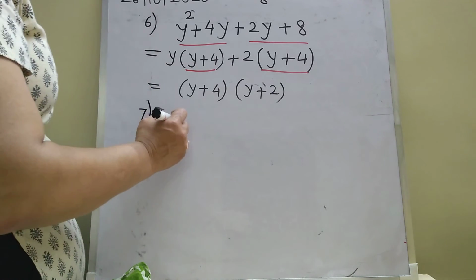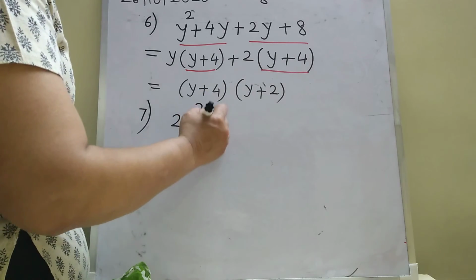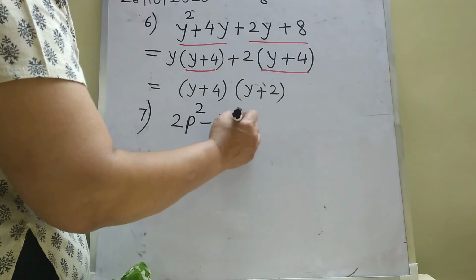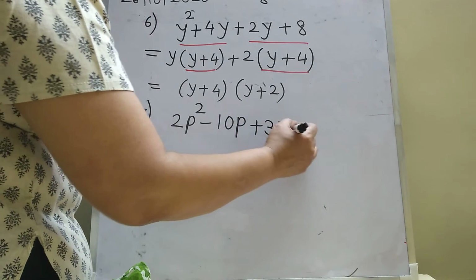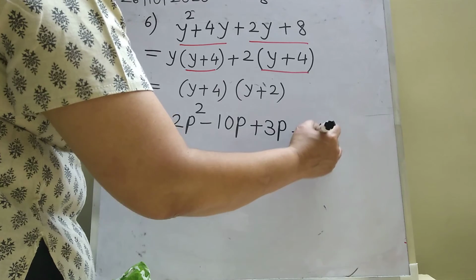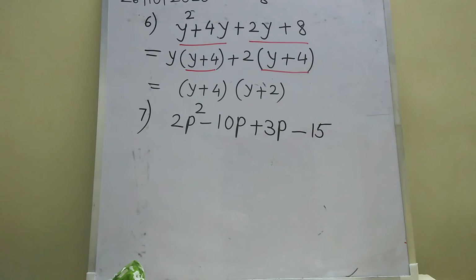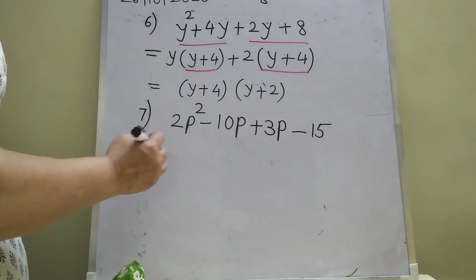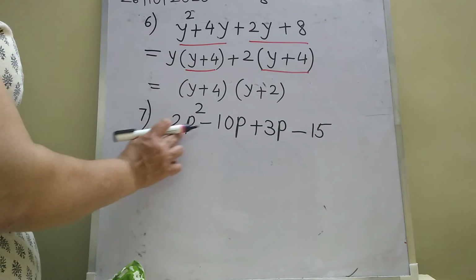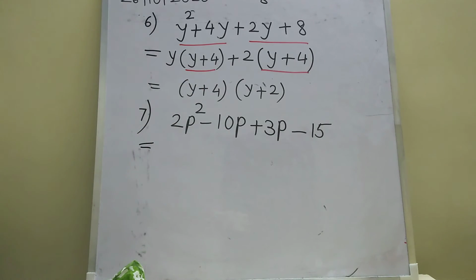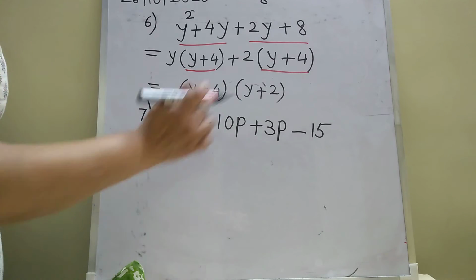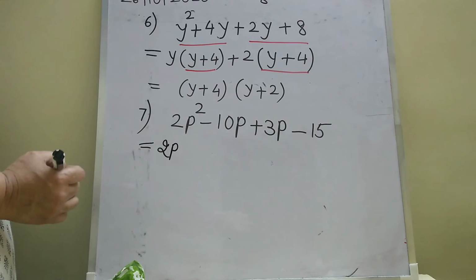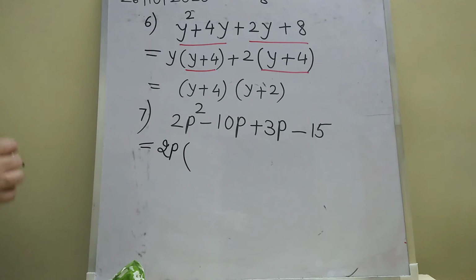See one more example here. 2p square minus 10p, then plus 3p minus 15. Okay, let us see one more, again the same way. Okay, what is going to happen here now? From 2 and 10, what number will be outside the bracket? Think about that. 2 5s are 10. So 2 is outside. From p square and p, what is going to come outside the bracket? That is p.